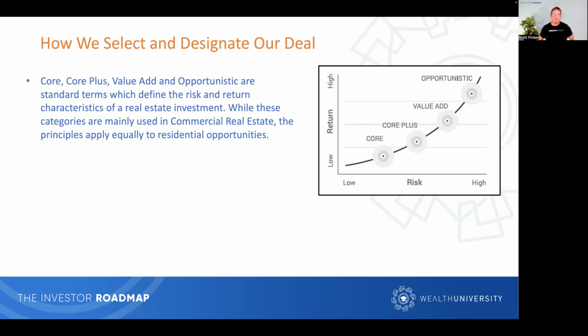A core plus might be in a more up-and-coming city, Atlanta, Phoenix, something like that. It'll still be a very good building with a very good lease. We've got a building on our platform right now with a 20-year lease where the tenant is doing $500 million in revenue, so a very strong tenant. That's known as a core plus.